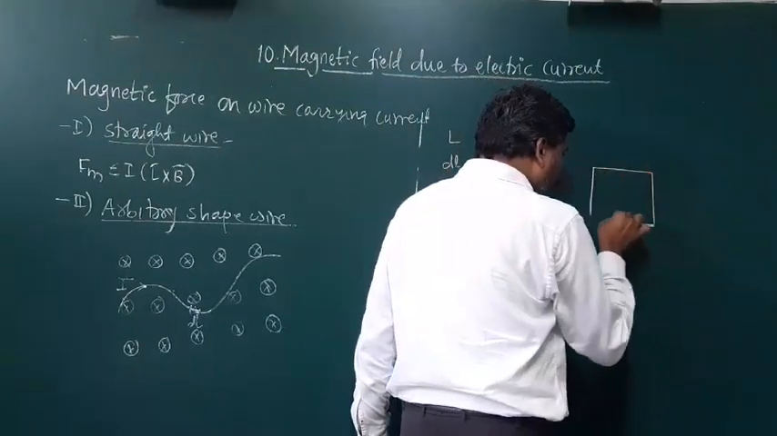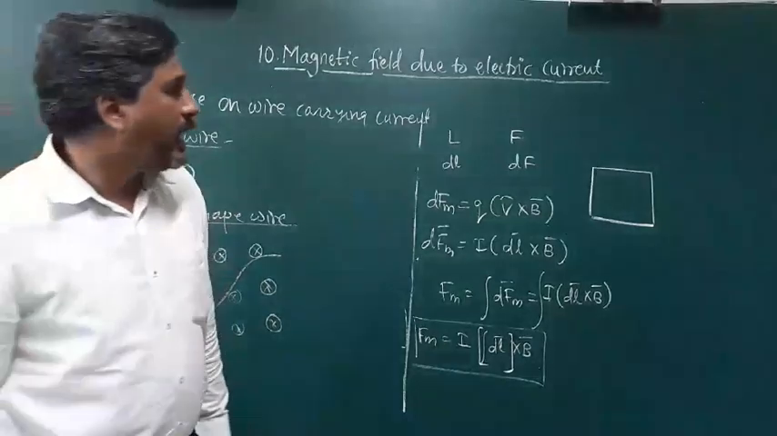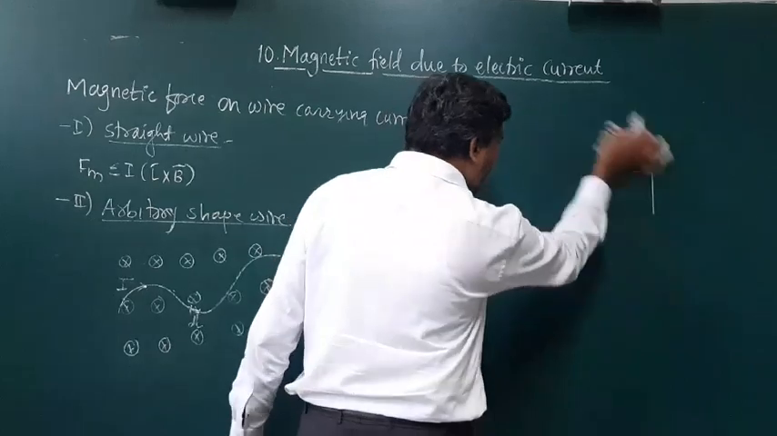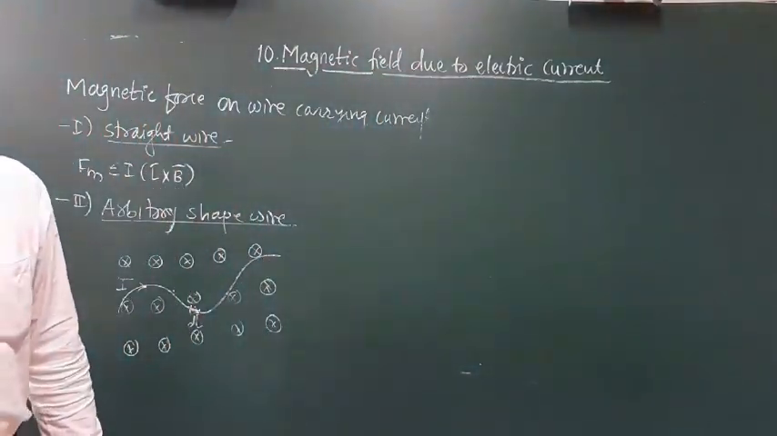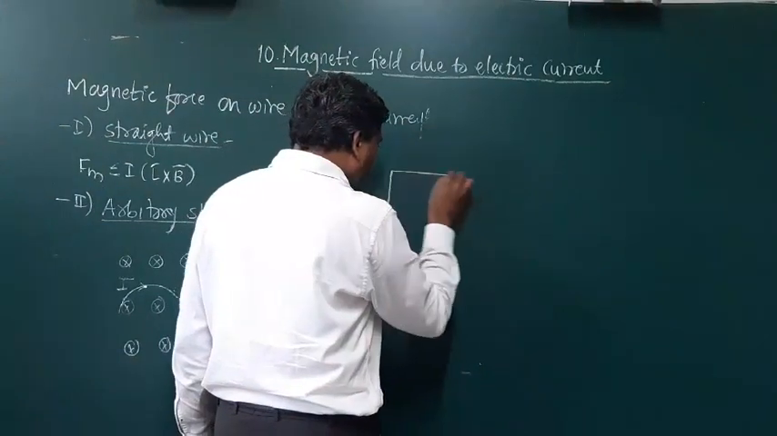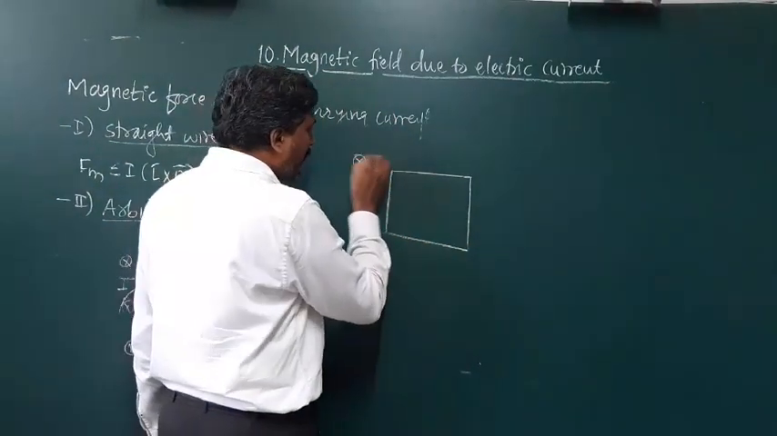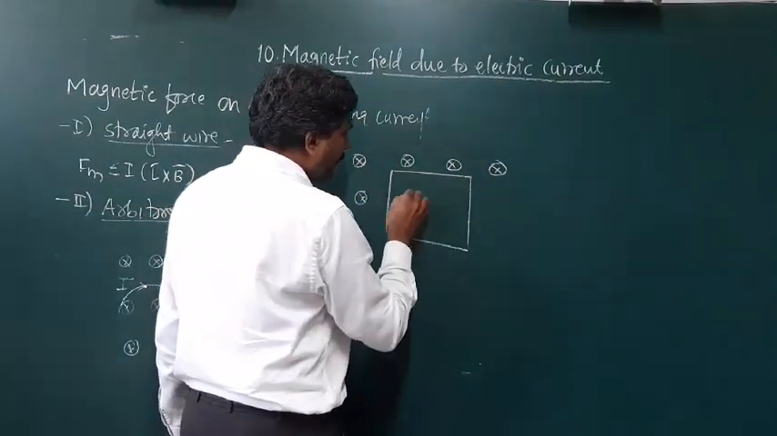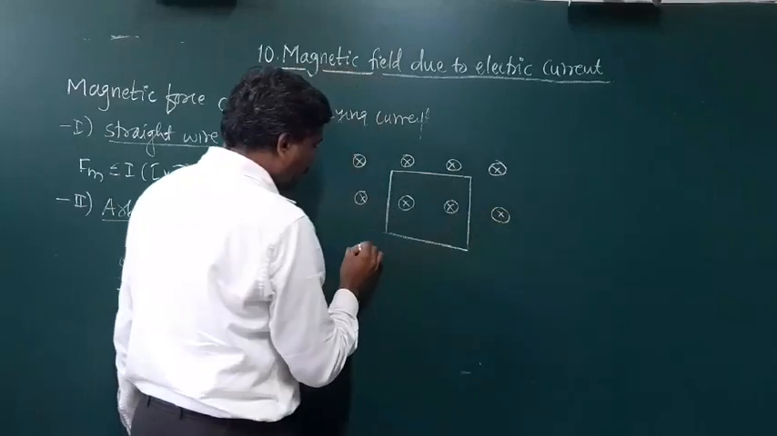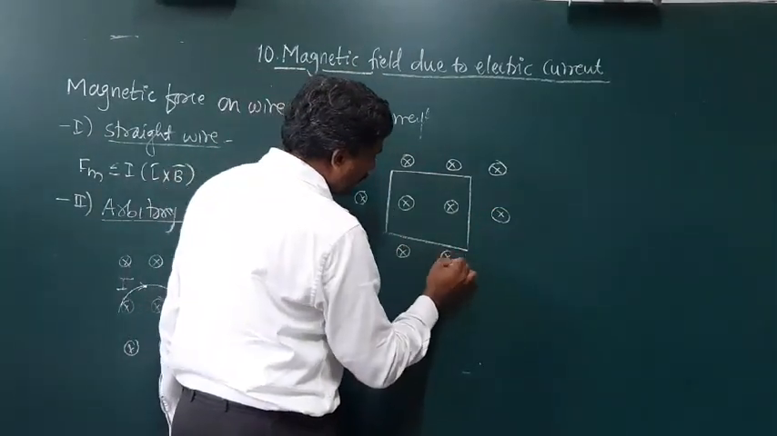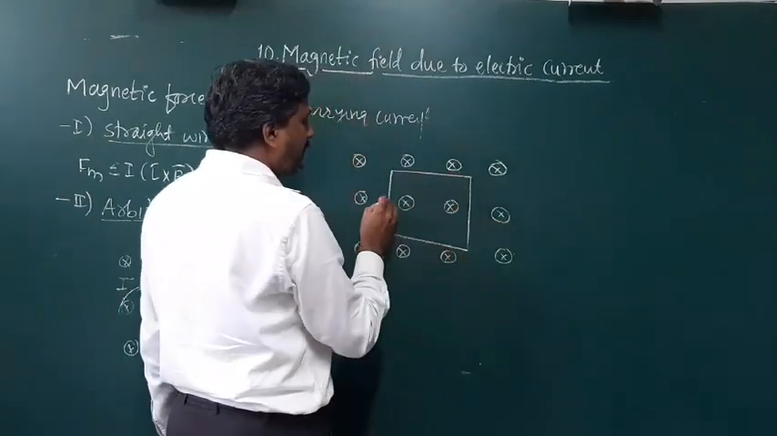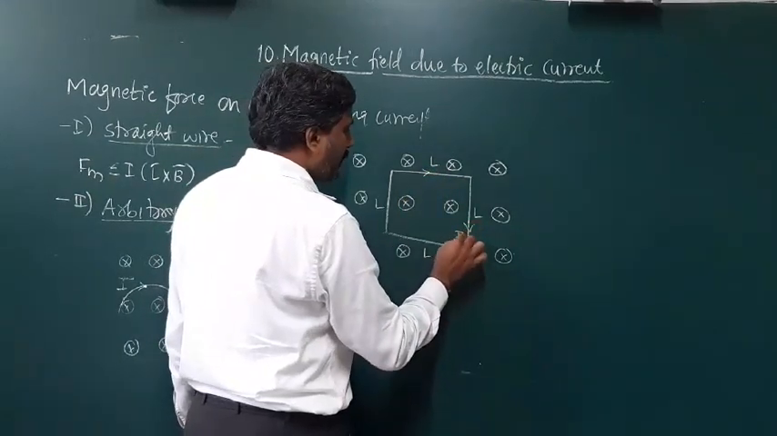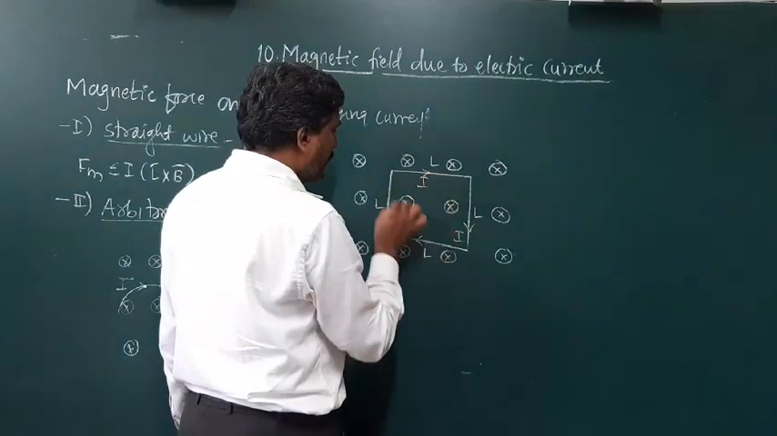If the wire is closed, now see, this is very important, and most of the questions are based on this part, and we can get the answer directly. Like this is one square wire. The uniform magnetic field is there. All sides are of length L. Then current is flowing in this way.